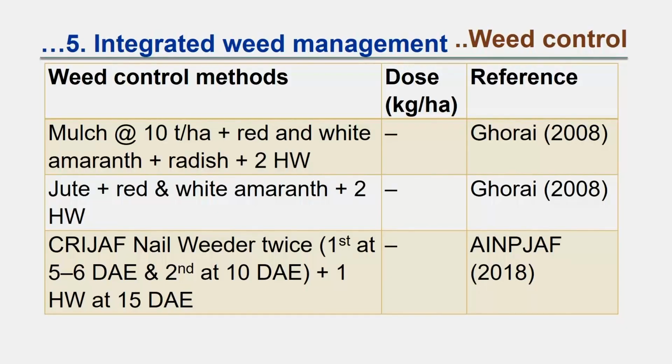And you can see another example: mulch at the rate of 10 ton per hectare, red and white amaranth, meaning intercropping, jute plus red and white amaranth, and nail weeder twice, which can be done at 5 to 6 days after emergence and 10 days after emergence, and 1 hand weeding. Intercropping can be combined with hand weedings, or nail weeding or hoeing can be combined with hand weeding, etc. So, a number of integrated weed management options are there.